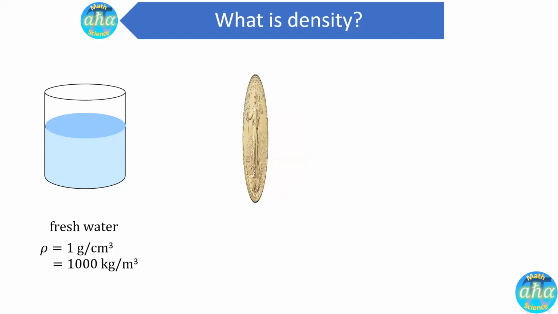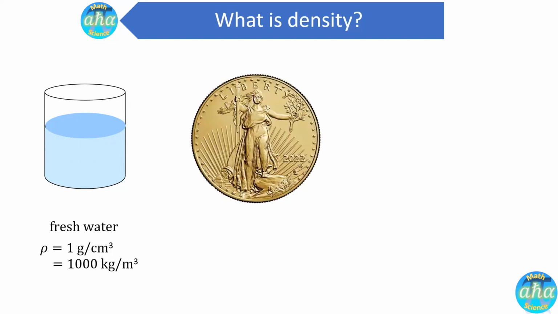And then we have a lot of metals, like gold. They are a lot more dense. For example, gold is one of the most dense materials on Earth. The density of gold is 19.6 grams per centimeter cubed, or 19.6 times heavier than water. Or in kilograms per meter cubed, it's 19,600 kilograms per meter cubed.